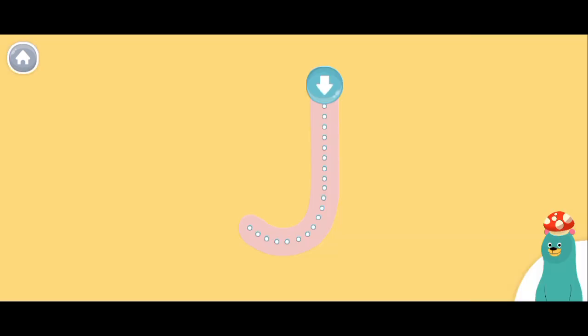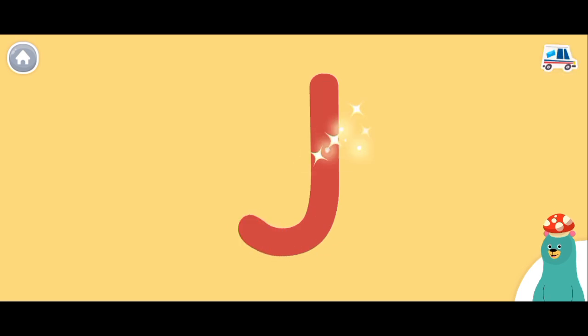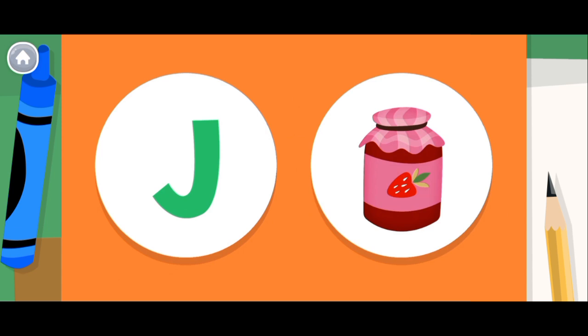Next is J. J says J. Can you say it with me? J. Let's trace the letter J. Good job. J for jelly. The sound is J. J for jelly.